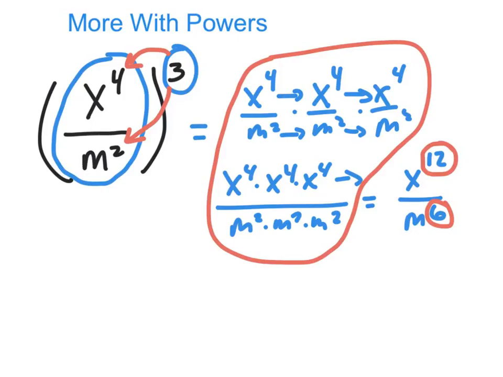So we discover, just by writing out what this means, that we've got a new rule which says we just apply the power on the outside, the 3, to the numerator and the denominator separately. And we follow the same rules we had before. We're just going to distribute that 3 to the numerator and the denominator, multiplying the exponents. We won't multiply the bases.